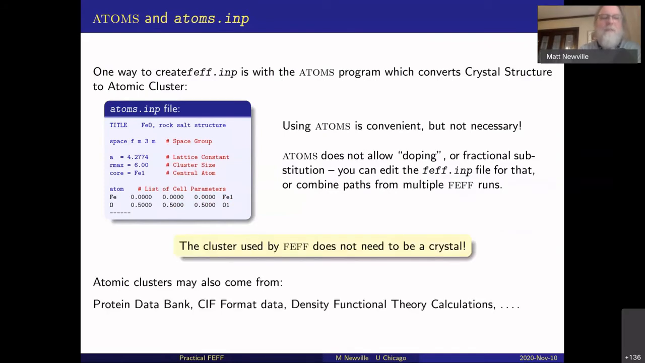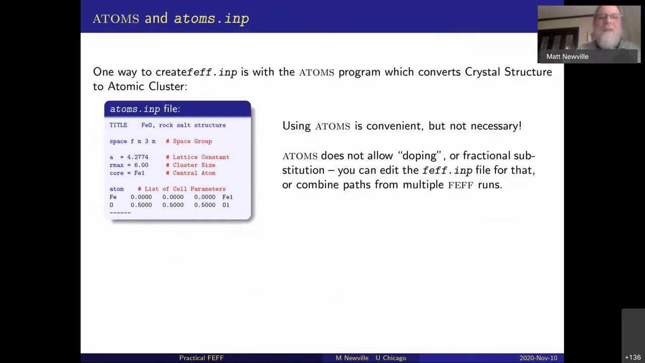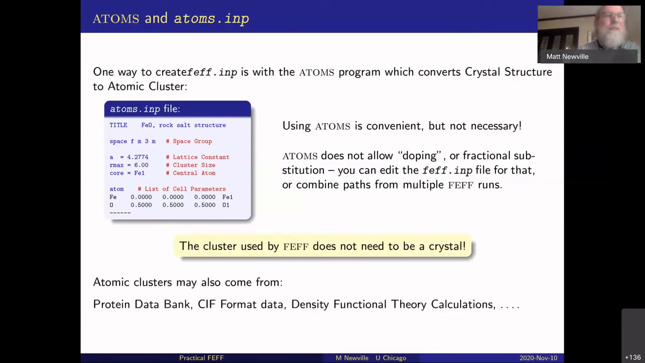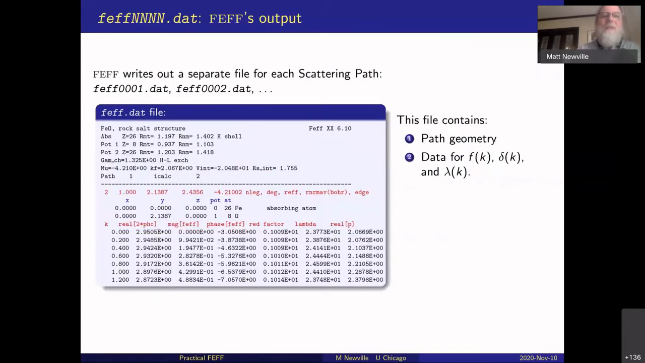You can take data from the Protein Data Bank. You can take density functional theory calculations. You can take MD simulations. What you need is a cluster of atoms. A crystal structure is a convenient way to start, but you do not need a crystal. Let me say that again: what you need is a cluster of atoms. You do not need a crystal structure. In fact, you can take a crystal structure and distort it, and you can still run FEFF.